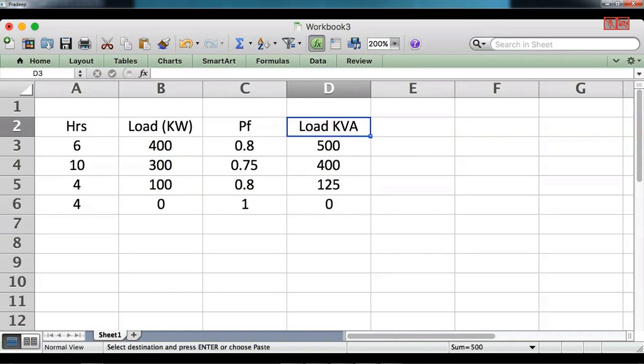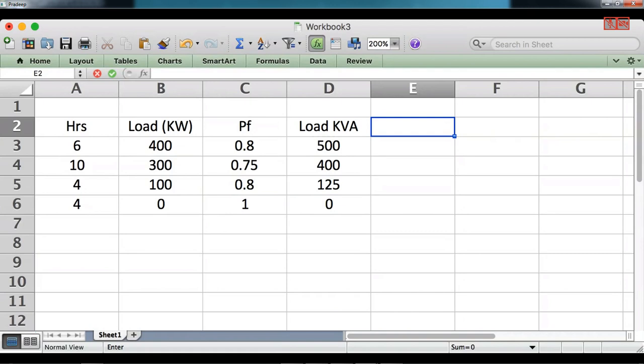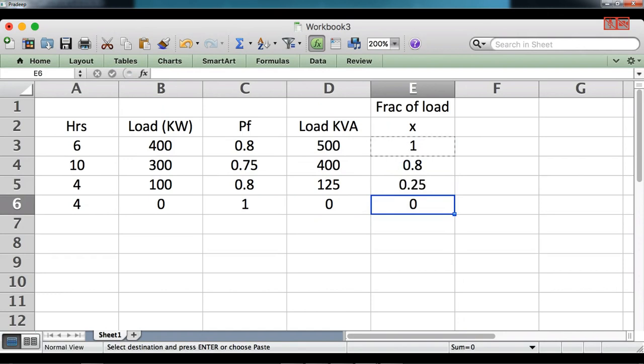Now here fraction of load. So fraction of load is nothing but our X. This is fraction of load. So this is nothing but this divided by 500. So here I am getting the fraction of load.